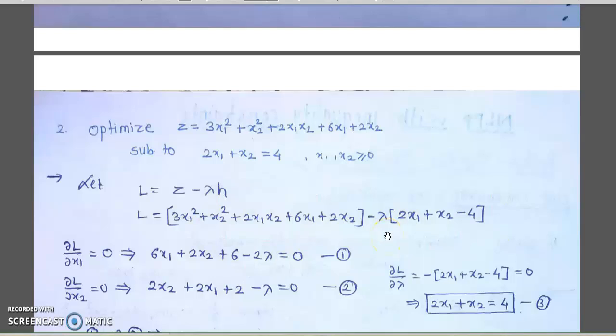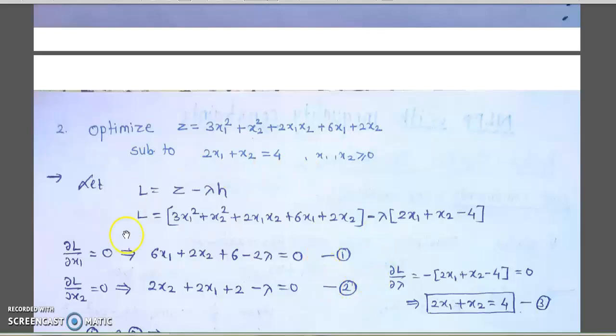So while doing partial derivative, we have to treat all other variables as constant if they are there. Similarly, with respect to x2, x1 and lambda are constant. That's why with respect to x2, we get a 2x2 here, 2x1 here, then 2 here, and minus lambda into x2's derivative is minus lambda. So here equal to 0. Denote them by equations 1 and 2.